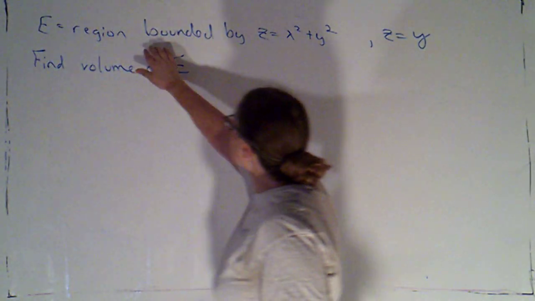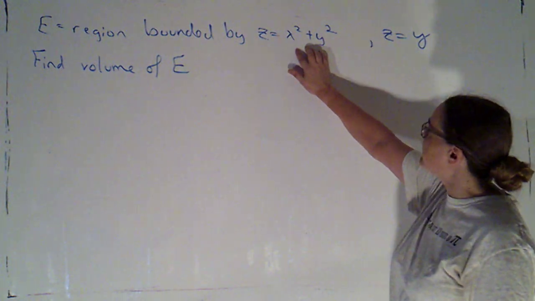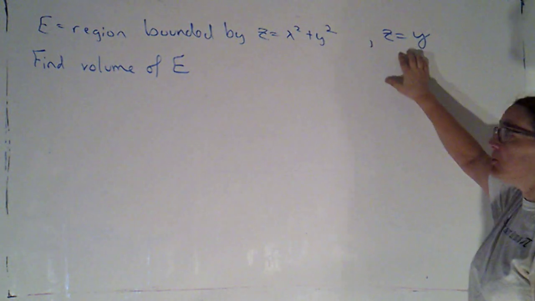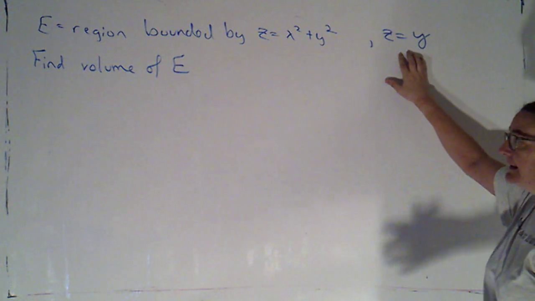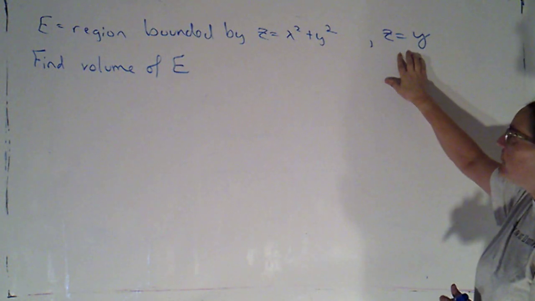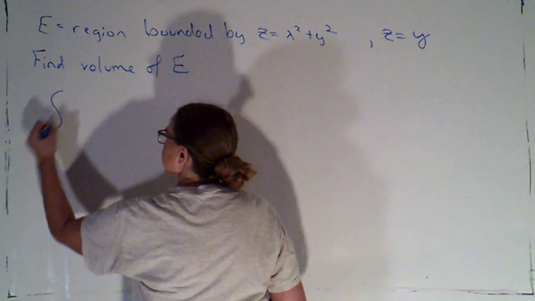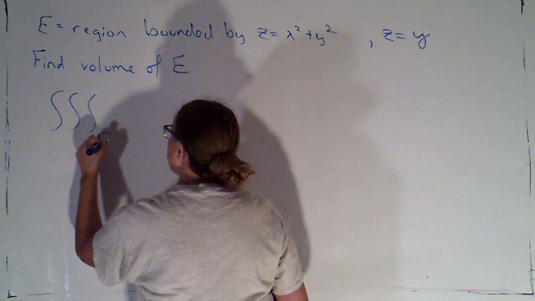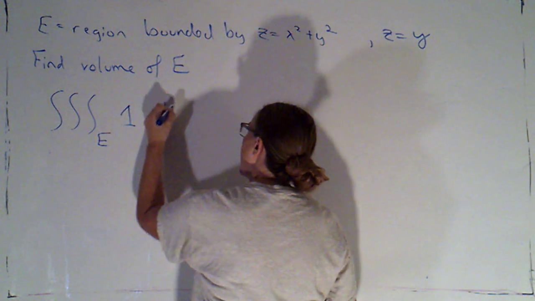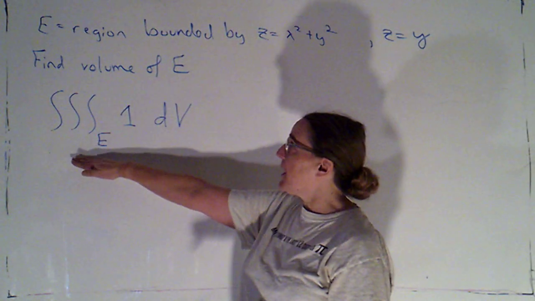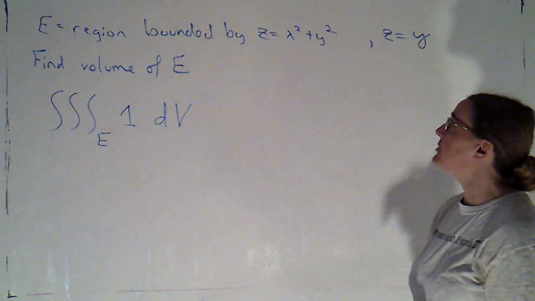Suppose that E is the region bounded by z equals x squared plus y squared, which is just a nice paraboloid, and z equals y, which is just a plane. And I want to find the volume of E. So I'm going to do this as a triple integral. I know that that's just the triple integral of 1 dV. So I just need to figure out what are my limits of integration.